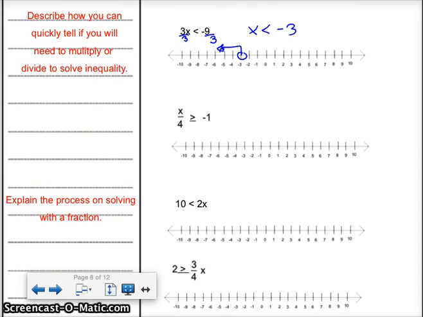Okay, next one, x over 4 is greater than or equal to negative 1. This really means x divided by 4 is greater than or equal to negative 1. So in order to get rid of dividing, I will multiply to both sides. And I get x is greater than or equal to negative 4. Colored in circle at negative 4, and I go to the right.